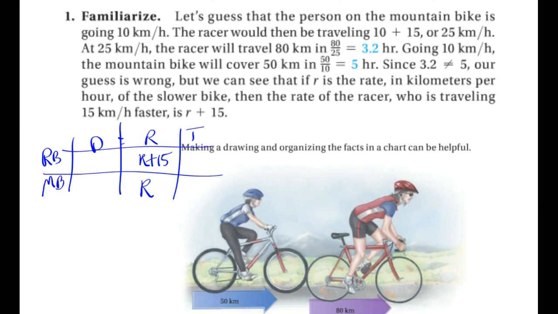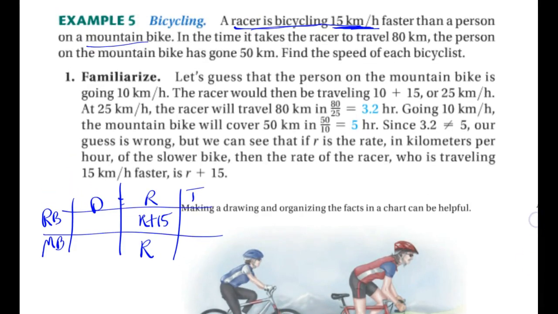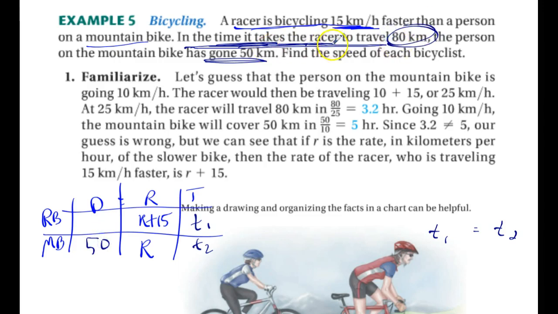Oh, and they give me the time that it takes the racer to travel. Okay, in the same time that it takes the racer. So boom, this is time 1 and time 2. And again, I know that I'm going to be setting time 1 equal to time 2 because it's the same time. So this is similar to the previous problem. The person on the mountain bike has gone 50 kilometers. Mountain bike goes 50, and this 80 kilometers must be the racer. Yep.